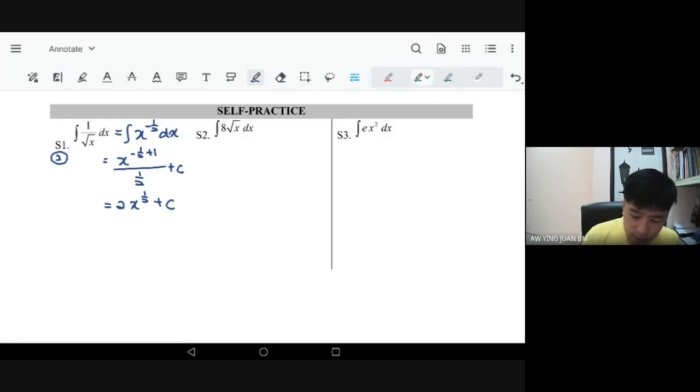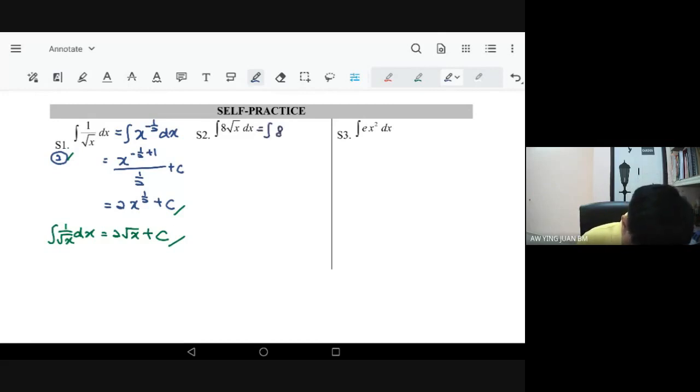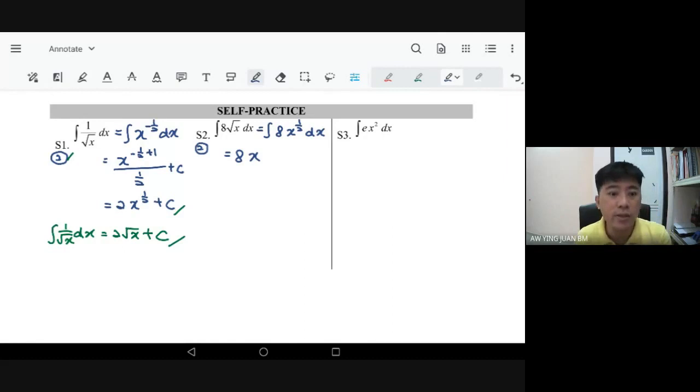Kalau rasa tak suka benda ni, you boleh tulis semula integrate 1 over square root of x with respect to x is equals to 2 multiply with the square root of x plus C. Terpulang, nak tulis macam ni pun boleh, ini pun boleh. Saya praktis yang kedua, saya nampak integrate 8 x to the power 1 over 2 with respect to x. Saya masih nak guna rules yang kedua. Sama dengan 8x. Kali ni saya laju sikit ya.